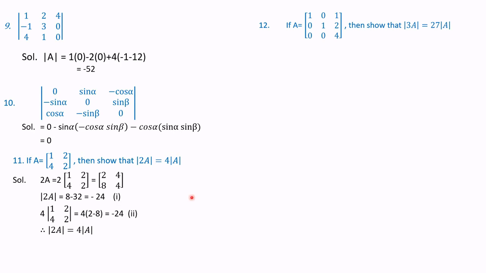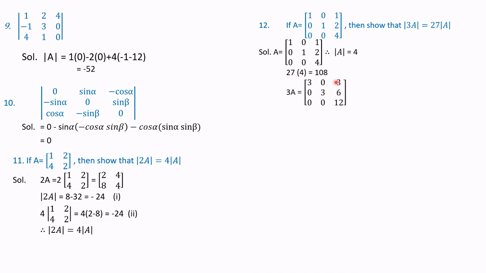Problem number 12. If A is equal to 1, 0, 1, 0, 1, 2, 0, 0, 4, show that determinant of 3A is equal to 27 into determinant of A. Solution. A is given, therefore finding that 1 into 4 minus 0 is 4. This is 0. So 0 into 0 is 0. Then 1 into 0. So determinant A is equal to 4. 27 of A is 27 into 4, that is equal to 108.